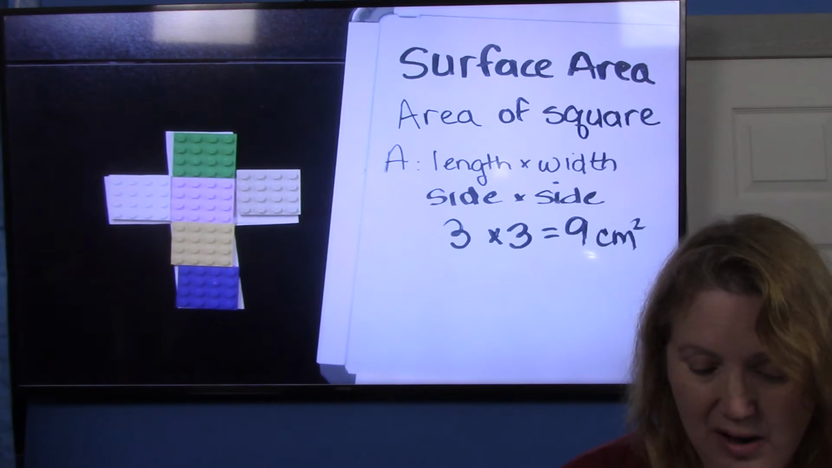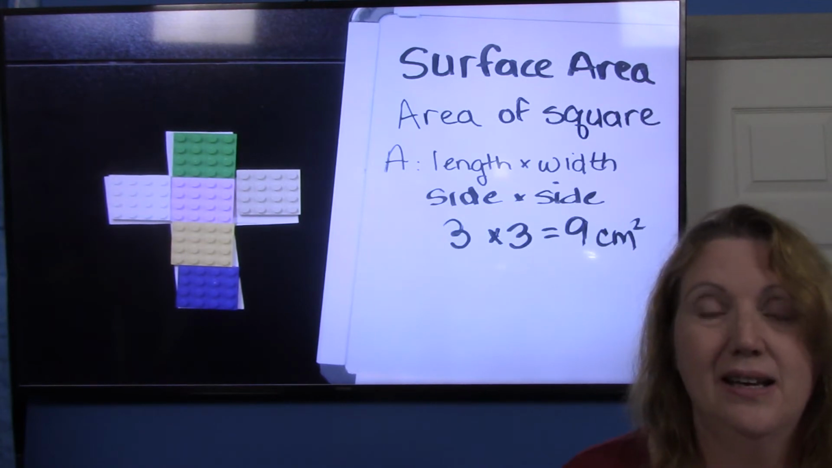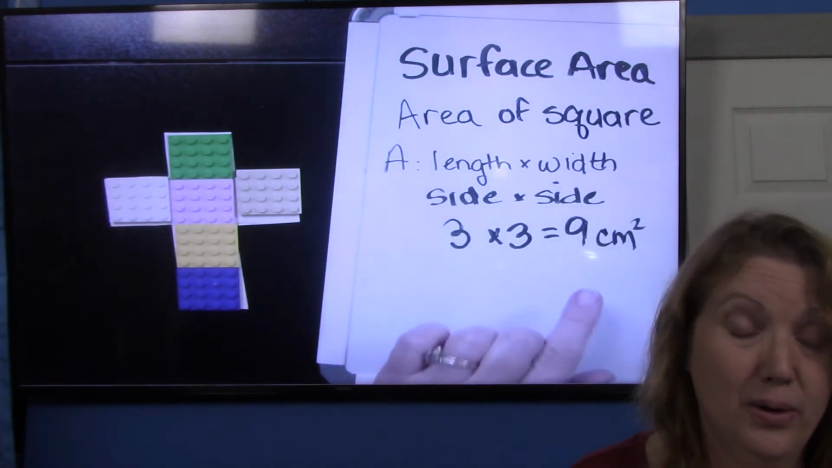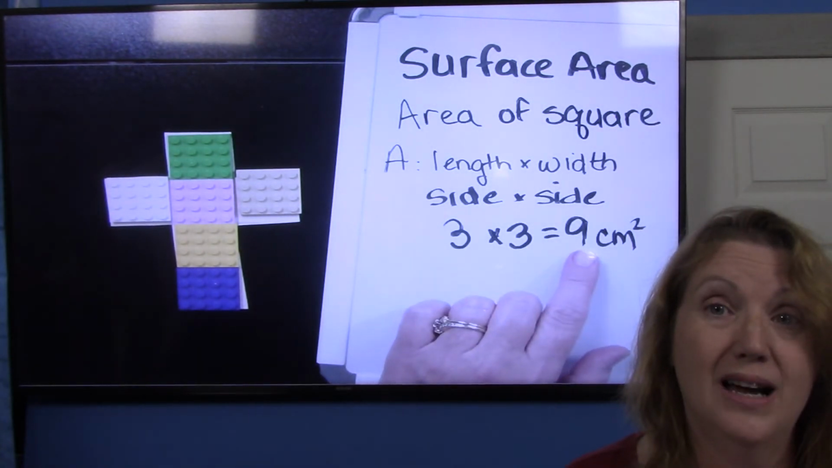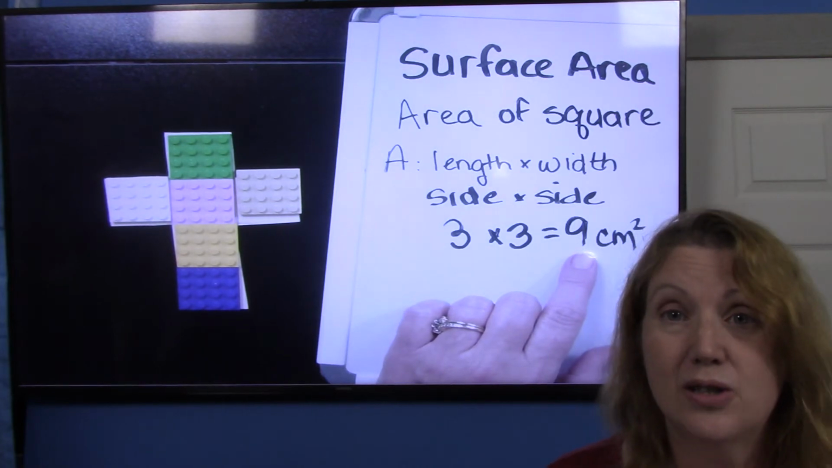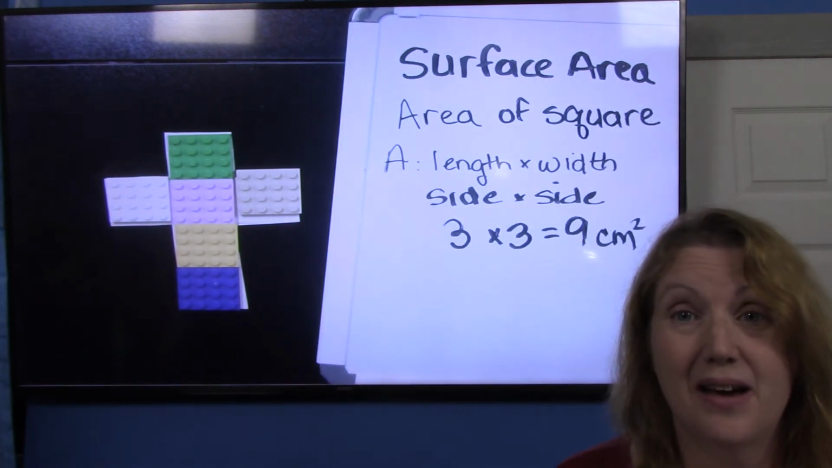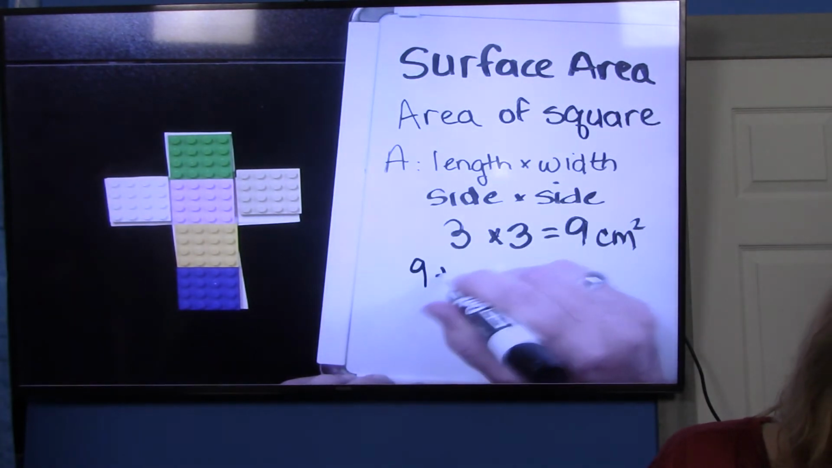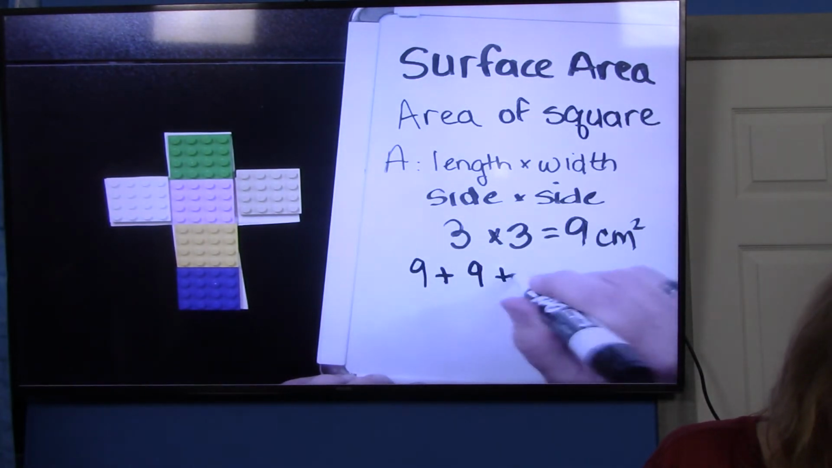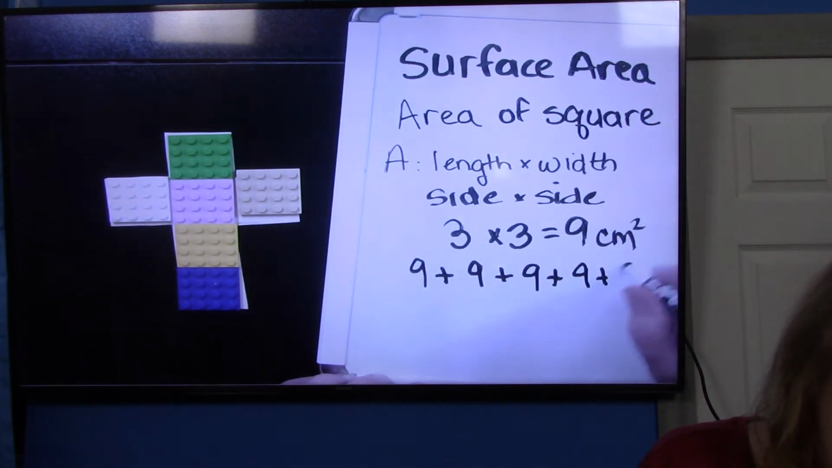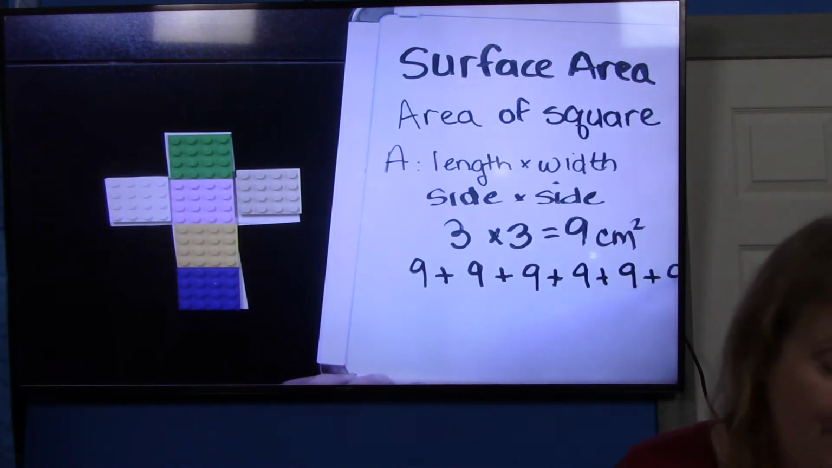Okay, so I have all of these that are the same size. Now, if they're all the same size, then I know they are also all 9 centimeters squared as far as the area. So, if I have 6 of them, I just need to take my 9 plus 9 plus 9 plus 9 plus 9 plus 9.